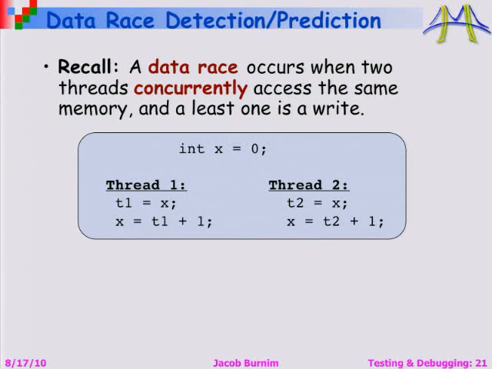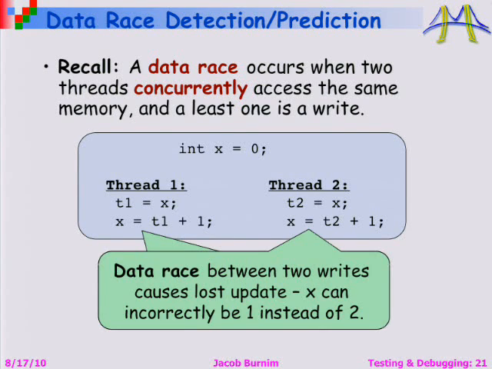I'll go over again. So a data race occurs when two threads concurrently access the same memory location. So access it at the same time, and at least one of them is a write. So in this case, just a very simple program here, to increment this variable x twice. But there's a data race here. So these two writes to x in the two threads are not synchronized. So these can run at the same time. And so both threads will read the initial value of 0, and then they'll both write 1 to x. And you'll lose one of the updates. So you'll end up with the final value being 1 when it should be 2.